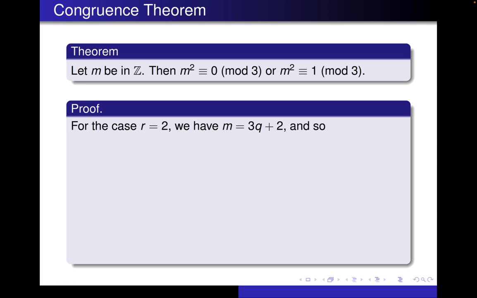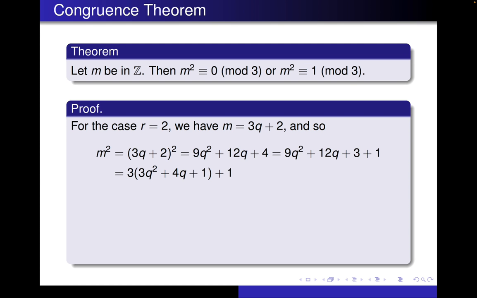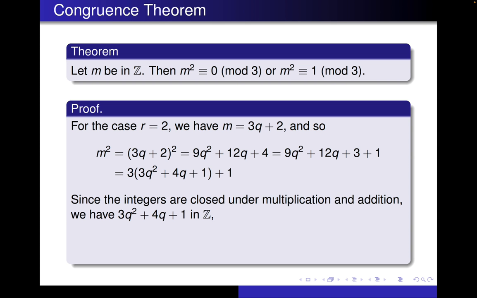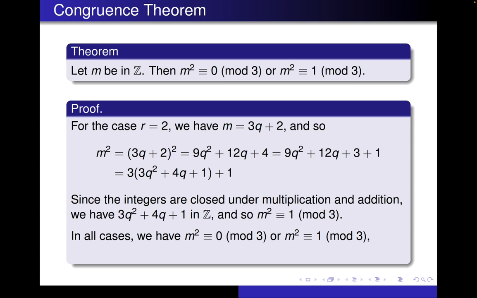And then finally, for the case r equals 2, we have m is equal to 3q plus 2. We do the exact same computations as we did before for m squared. We have to justify that 3q squared plus 4q plus 1 is an integer. We do that using closure of the integers under multiplication and addition, and so m squared is congruent to 1 mod 3. So we've gotten to the last case. We just have to warn our reader, hey, we proved that in all cases we have m squared is congruent to 0 mod 3 or m squared is congruent to 1 mod 3, and so the theorem is proven.